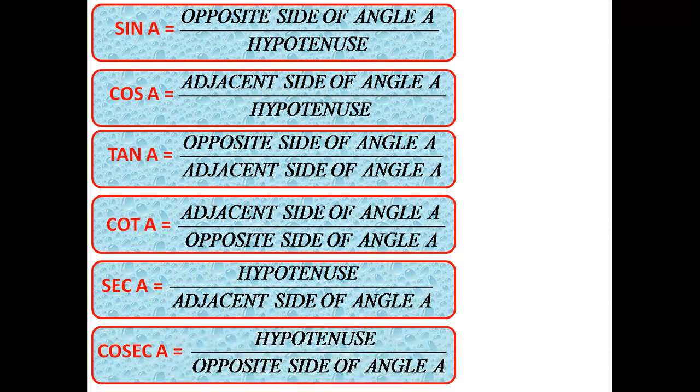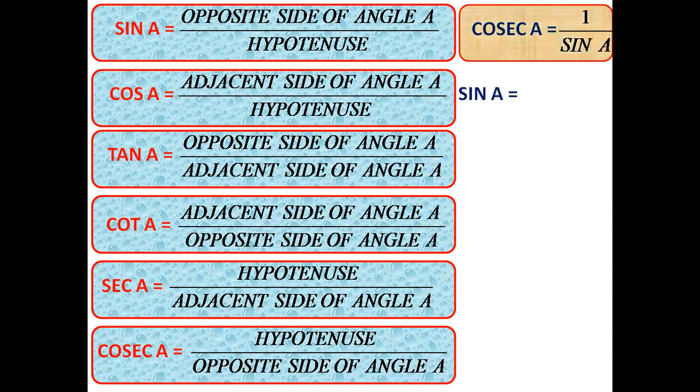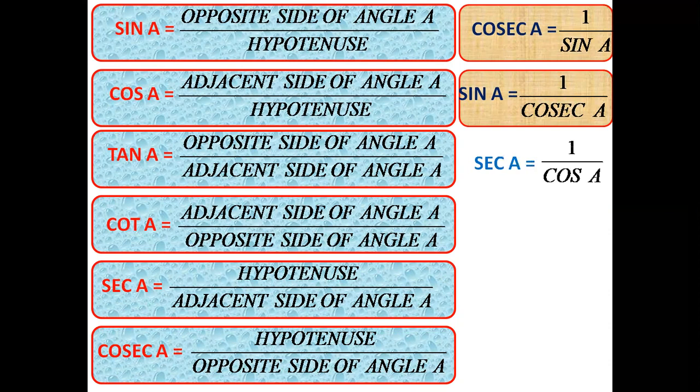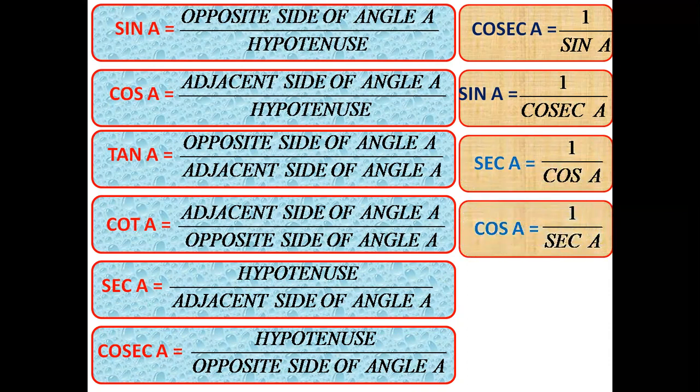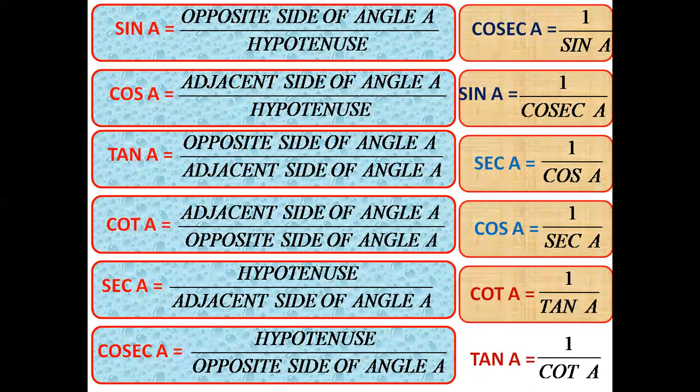So sin A and cosec A are reciprocal to each other. So we can write cosec A is equal to 1 by sin A. Sin A can be written as 1 by cosec A. Cos A and sec A are reciprocal to each other. So we can write sec A is equal to 1 by cos A. Cos A is equal to 1 by sec A. Tan A and cot A are reciprocal to each other. So cot A can be written as 1 by tan A. Tan A is equal to 1 by cot A.